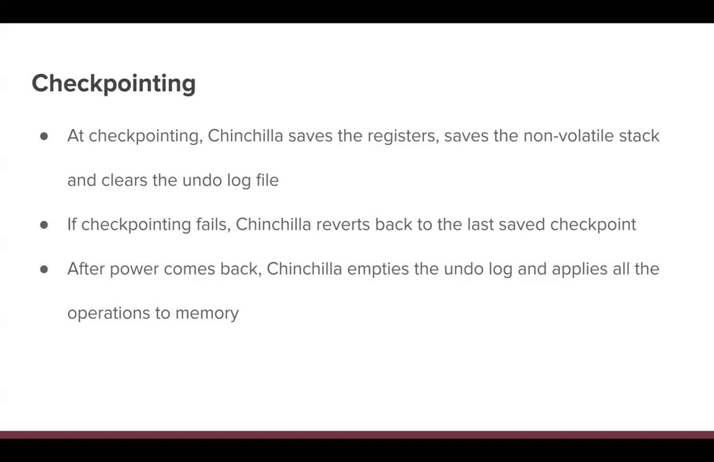A question arises: what happens if during the restoration itself the power runs out, due to the size of the undo log, which could be large? To deal with this, after every restoration from the undo log during the restoration procedure, Chinchilla also saves a small counter in the non-volatile memory, indicating the index in the undo log from which it has actually written. This helps Chinchilla keep making progress in the restoration phase, as even if only one entry from the undo log is written, Chinchilla is sure to finally get out of the restoration phase and make progress.